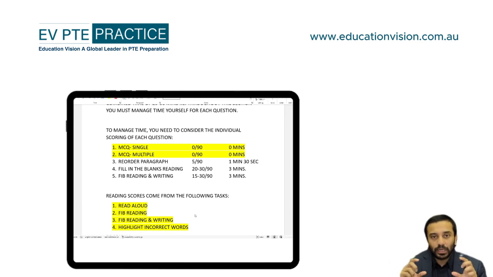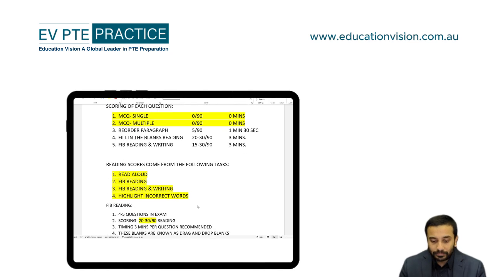If these 4 are prepared to the best of your abilities, you have scored above 80, easily 80, 85, above that easily. So our recommendation is that you focus only on these 4 tasks if you are aiming for a very high score. That is something that we have to remember.